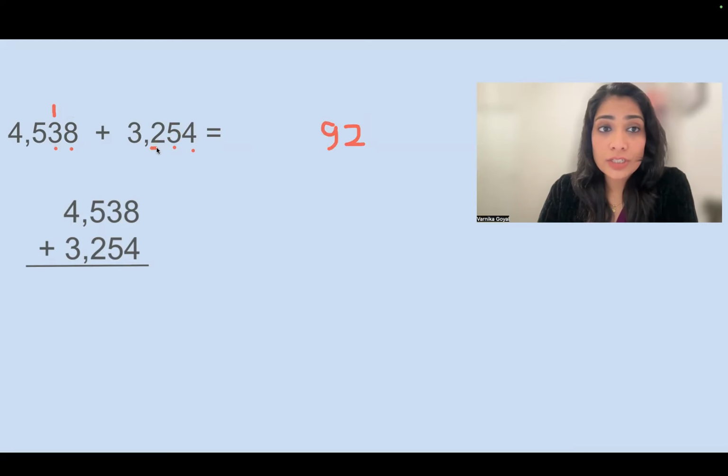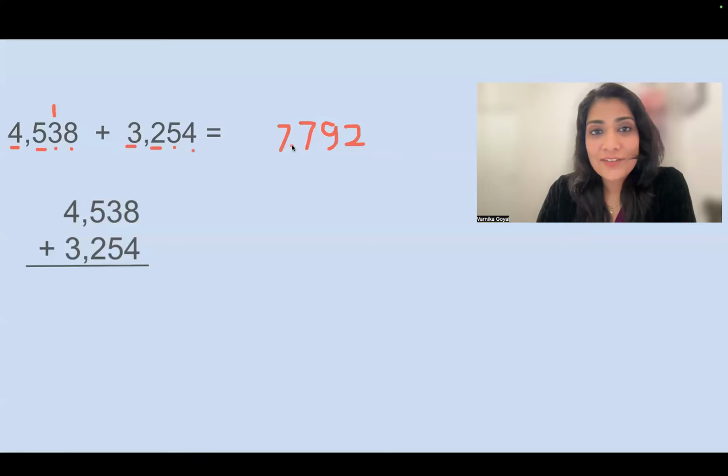We go to our next digit, 2, 5. There is no carry, so we just add 2 and 5. That is 7. We go to next, 3 plus 4, 7. Right? 7,792. Let's solve it vertically.